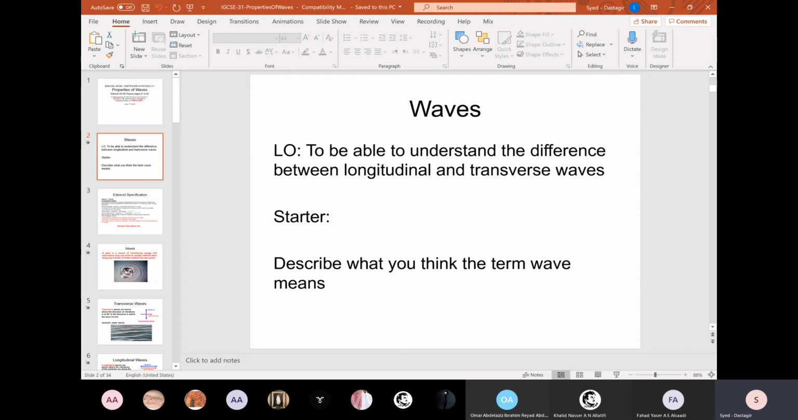Not Khalid. Khalid, turn off your mic. Let's ask Mohammed Yusuf. Oscillation, what does it mean? Vibrate. Vibration. Excellent. Okay.